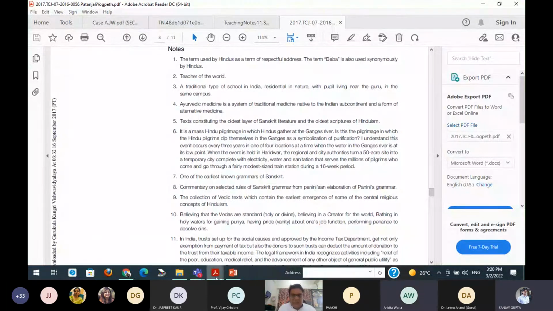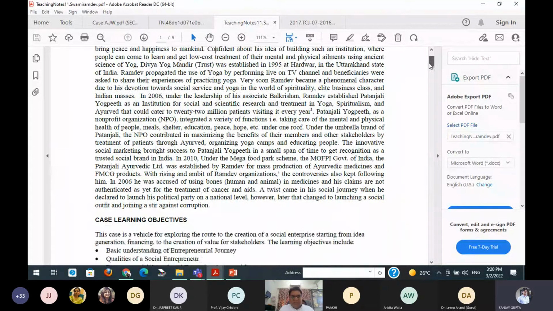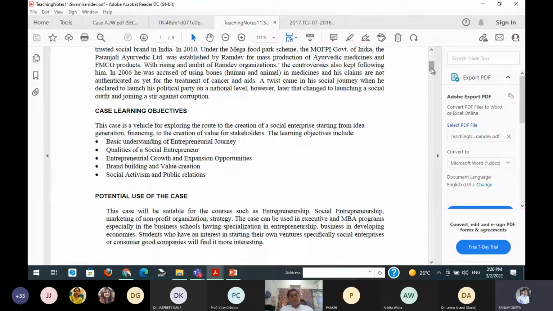But in teaching notes, you describe the whole situation as an abstract, and then, because you, the teacher, need to tell the class about the learning objectives, you design the learning objectives of the case. First, you have to introduce the teacher to the learning objectives, and only then will the teacher be able to share them in the class.